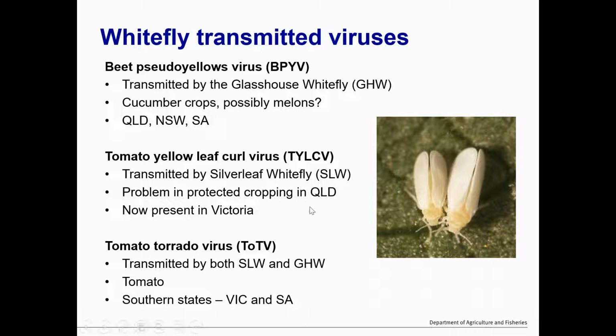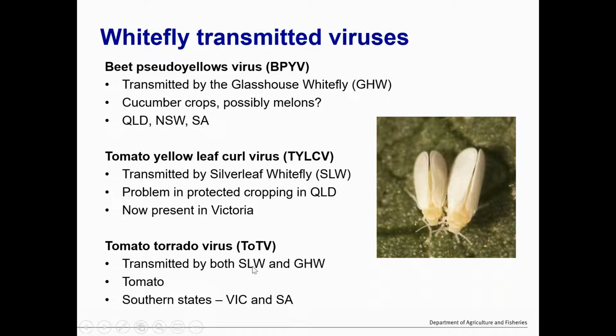Tomato yellow leaf curl virus is transmitted by silverleaf whitefly, which is pretty ubiquitous in Queensland. It is a problem in protected cropping tomatoes in Queensland, and there's just been a recent detection of tomato yellow leaf curl virus in Victoria this year. I believe that's in field crops, but protected cropping tomato people in that area should be on the lookout for it as well.